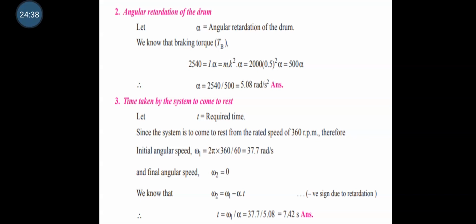Let small t be the time required. Since the system is to come to rest from the rated speed of 360 rpm, the initial angular speed omega 1 is equal to 2 pi into 360 divided by 60. That gives omega 1 is equal to 37.7 radians per second, and the final angular velocity, as it comes to rest, omega 2 is equal to 0. We know that omega 2 is equal to omega 1 minus alpha into t. Substituting these values, t is equal to omega 1 divided by alpha, which gives the required time. Small t is equal to 7.42 seconds.